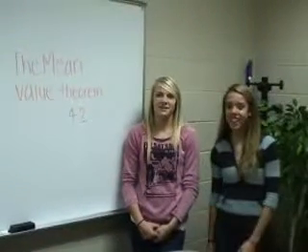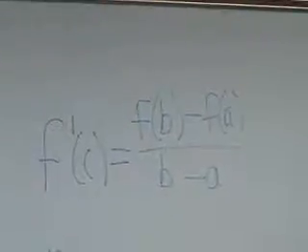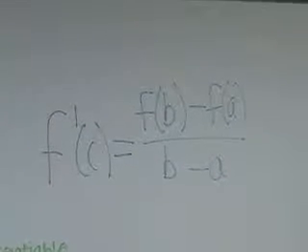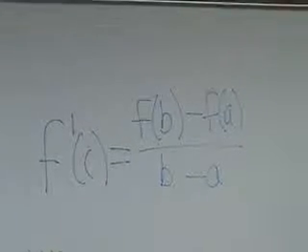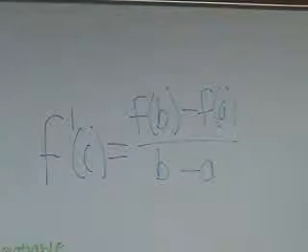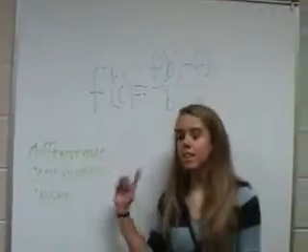Today we're going to talk about the mean value theorem, 4.2. The mean value theorem is represented by this equation: if y equals f of x is continuous at every point of the closed interval and is differentiable at every point of its interior, there will be at least one point in the interval. In other words, the function has to be differentiable, continuous, and closed.